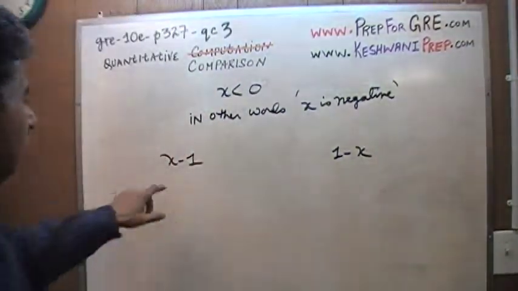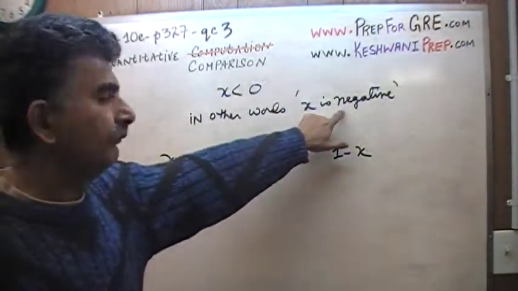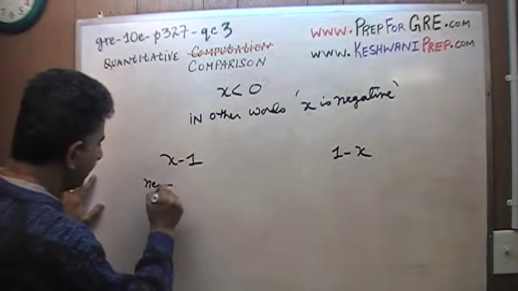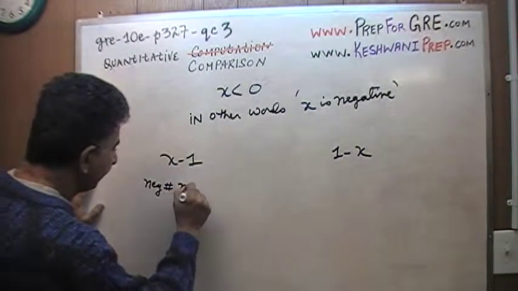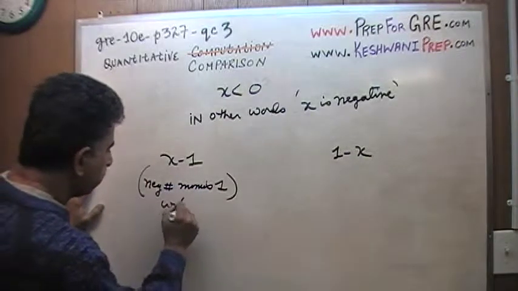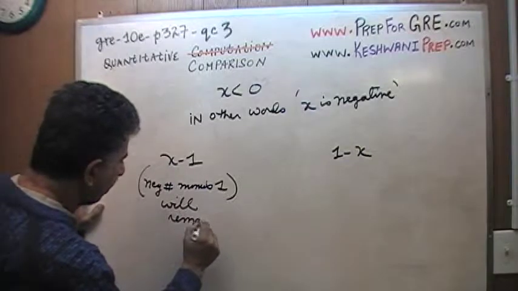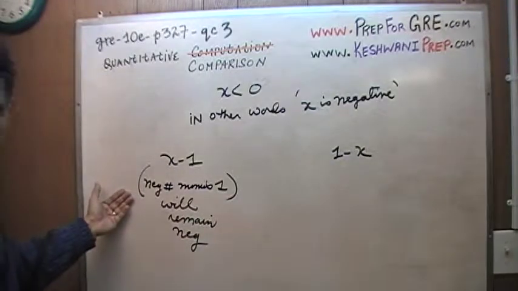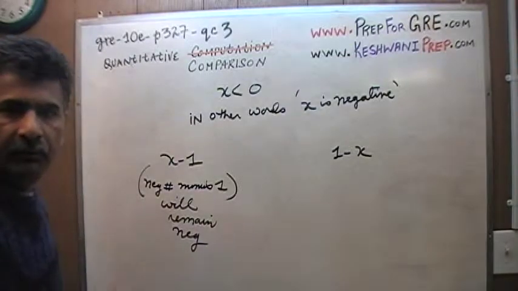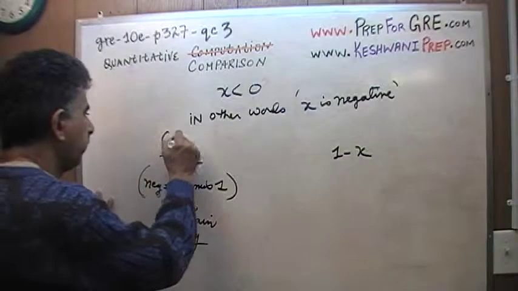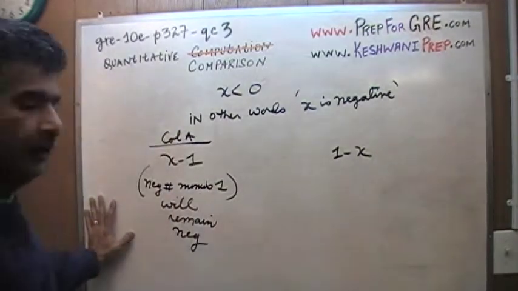Now let's take a look at it. x minus 1, well, x we know is negative. So a negative number minus 1 will remain negative. If you have a negative number, like negative 5, and you subtract 1 from it, it will still remain negative. This is a negative quantity. In column A, what we have at hand is a negative quantity.